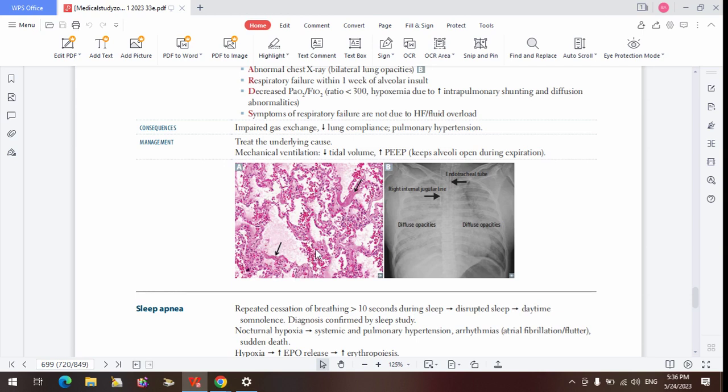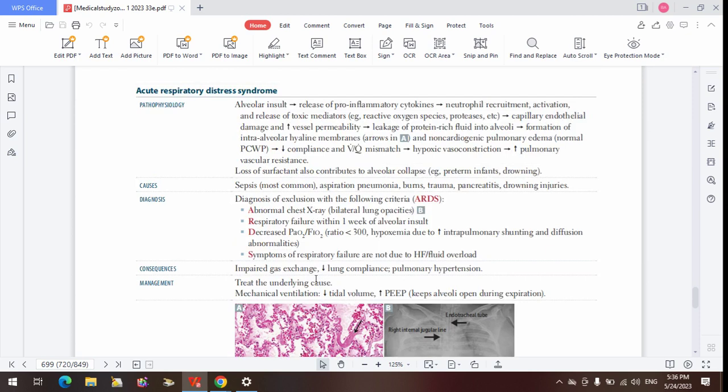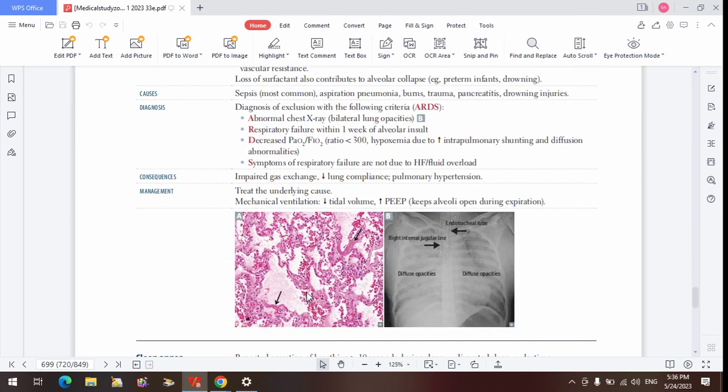How do you want to treat it? You want to manage the underlying cause. Is it sepsis? You want to find out and treat it. Is it pancreatitis? Is it burns or aspiration pneumonia? You want to treat that cause. Then you want to help the patient because the lung is going to collapse.